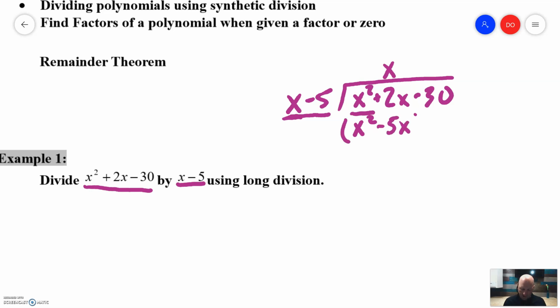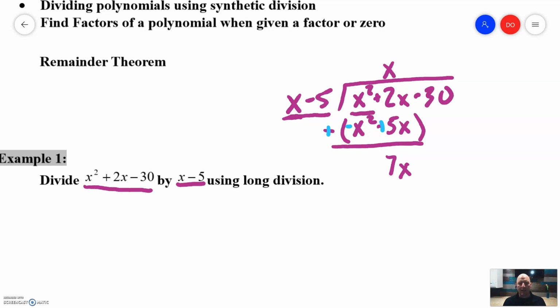And let's keep in mind that we subtracted values, and I think some people are going to find that instead of subtracting concepts, it's easier to add the opposite. You're more than welcome to subtract if you want to, but I like thinking about this as adding the opposite values. Therefore, I don't have to consider subtracting a negative number. So x squared plus a negative x squared is no x squareds, and 2x plus 5x would give me 7x.